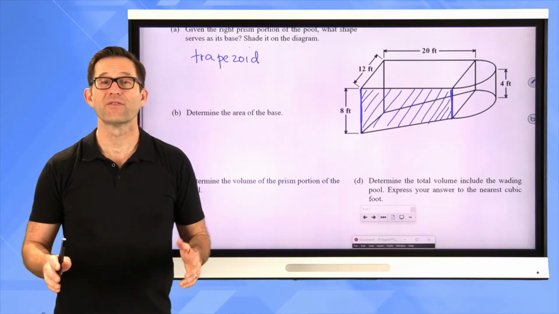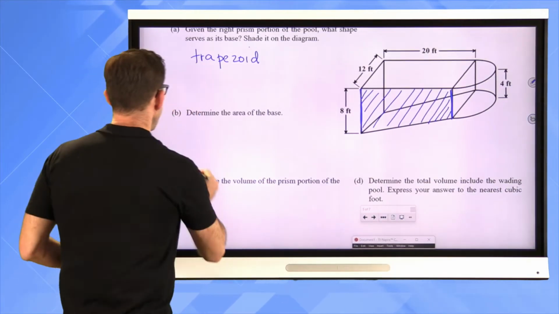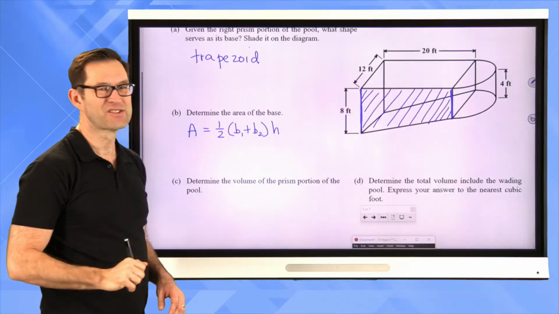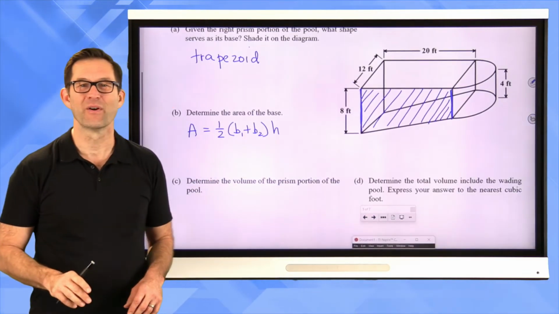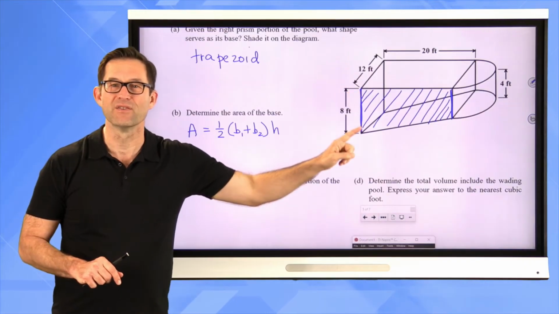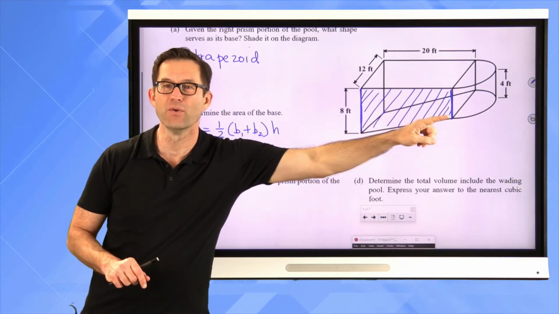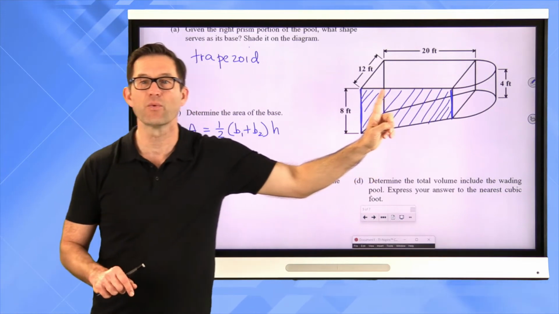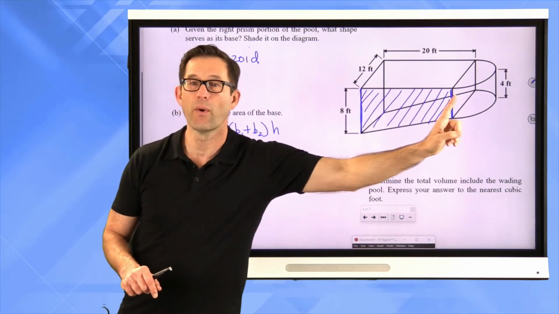Well, I really like the trapezoid area formula, right? The trapezoid area formula is 1/2 (B1 plus B2) times H. Oh, so many H's, so many B's. Confusing, right? But keep in mind for a trapezoid, the two parallel sides are our bases, and the height is the perpendicular distance between them, which is that 20 feet.